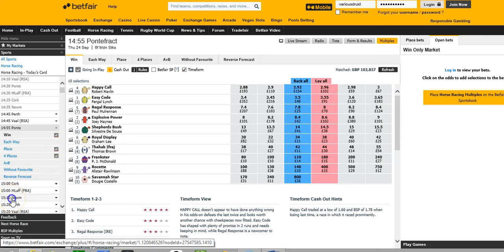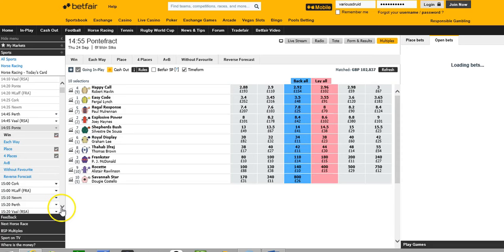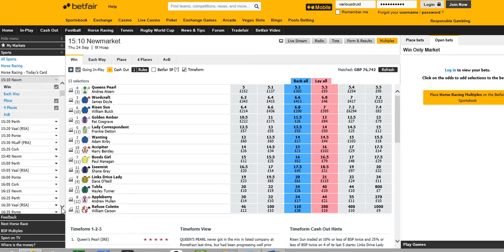We'll go on to the next one, the 3:10 at Newmarket. Okay, and what's this? This is another 6 furlongs, so we wouldn't consider this race either. It's quite a big field, and as you can tell, a lot of the prices here are quite similar. So what we're looking for is a race with a very strong favourite to pull the market direction.